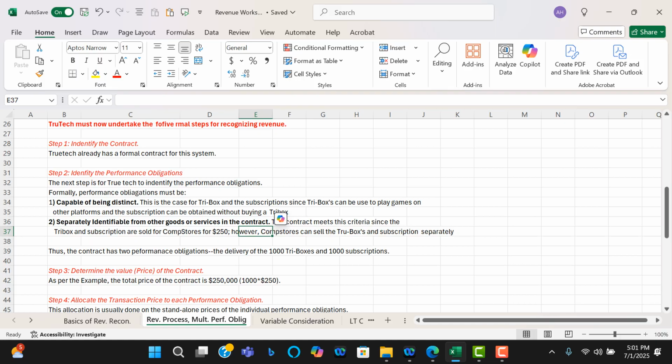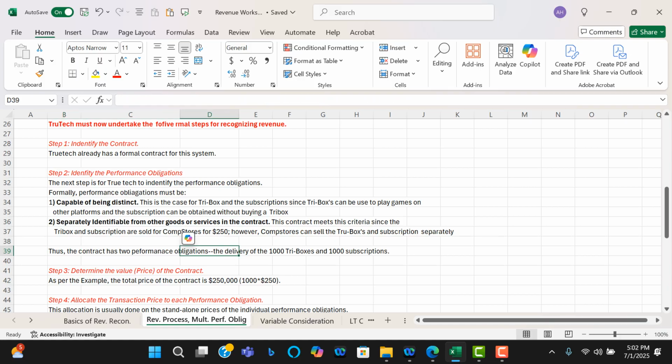Nothing in the contract says you're buying them as a package and to sell them as a package. I'm thinking to myself, you can sell them separately, so they're definitely within the contract, separate items. Okay, so that's step number 1. Okay, and so given these things, thus the contract has 2 performance obligations: the delivery of 1,000 True Boxes, whatever they're called, and 1,000 subscriptions gaming systems.